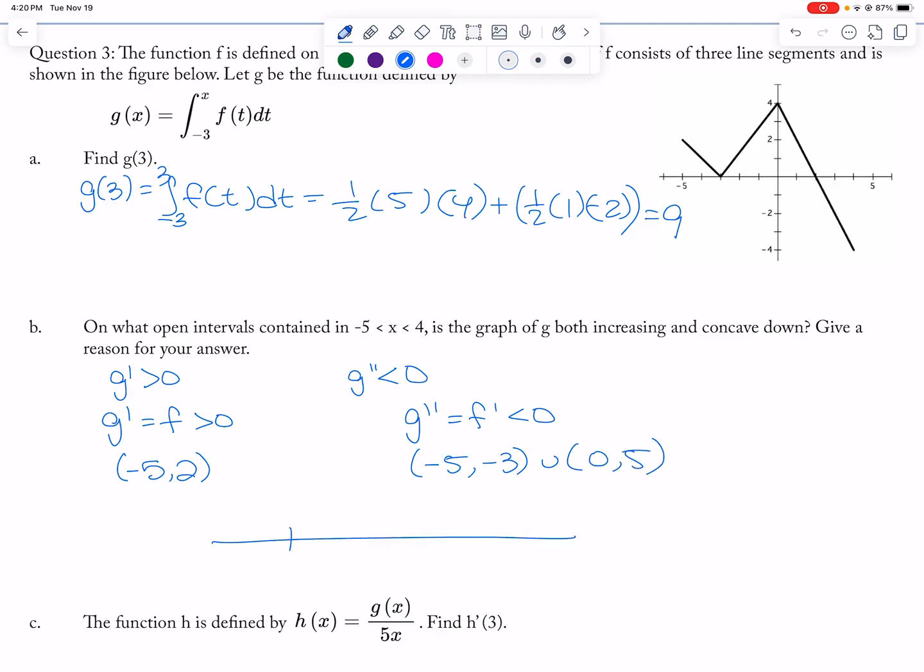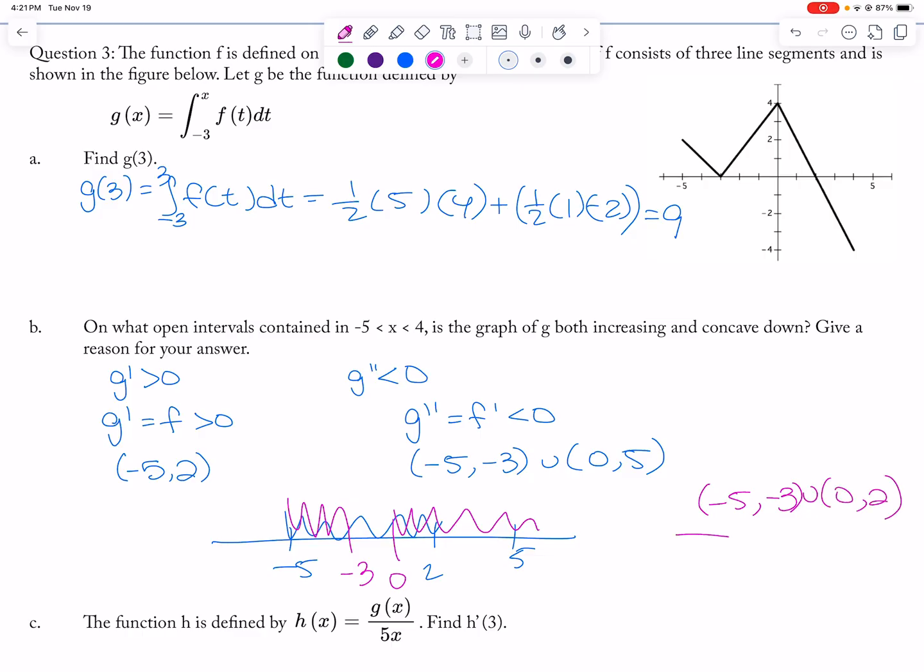So where do they cross over? Here's negative 5, here's 5. So I have negative 5 to 2 is where it's increasing. Negative 5 to negative 3 is where it's concave down, and then 0 to 5. So my overlapping region is from negative 5 to negative 3, union 0 to 2. And that's where it meets both conditions.